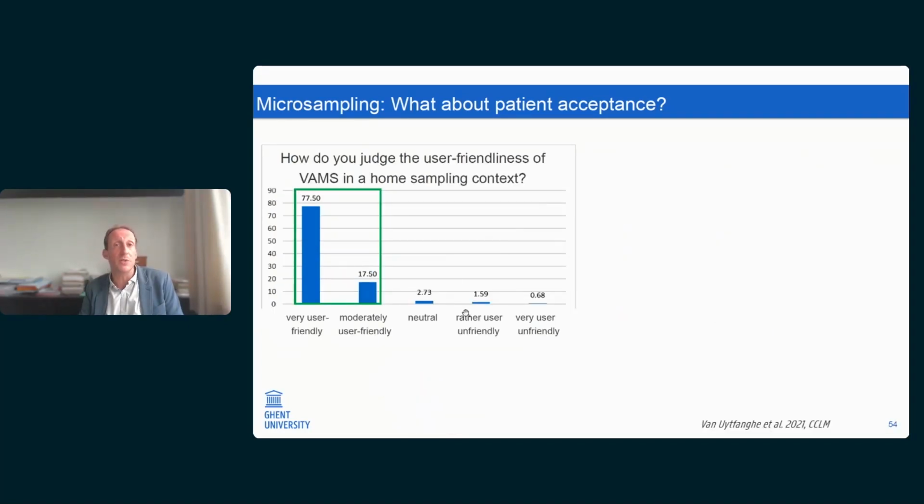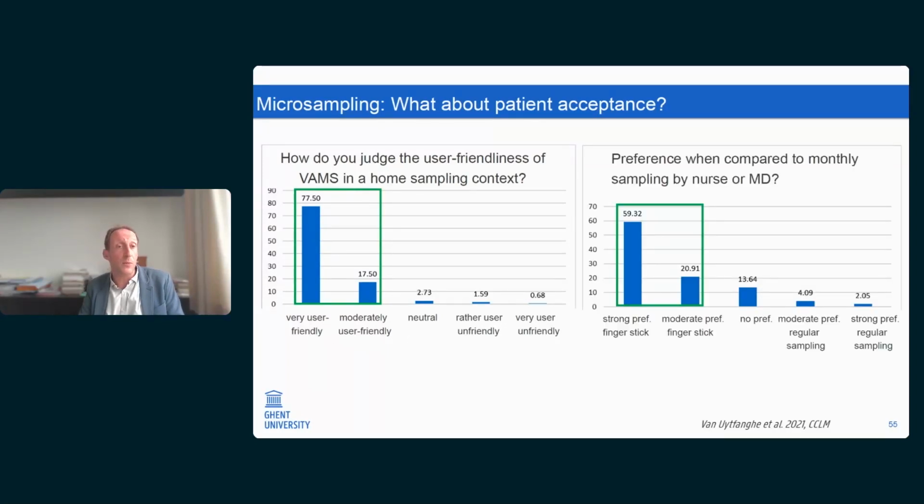User-friendliness, and this was in the context of volumetric absorptive microsampling, but other microsampling approaches may hold true for those as well. More than 90%, actually more than 95%, considered this very or moderately user-friendly. And then even if we asked if the patients had a preference when compared to monthly sampling, for instance, by a nurse or by a medical doctor, over 80% really preferred the microsampling.